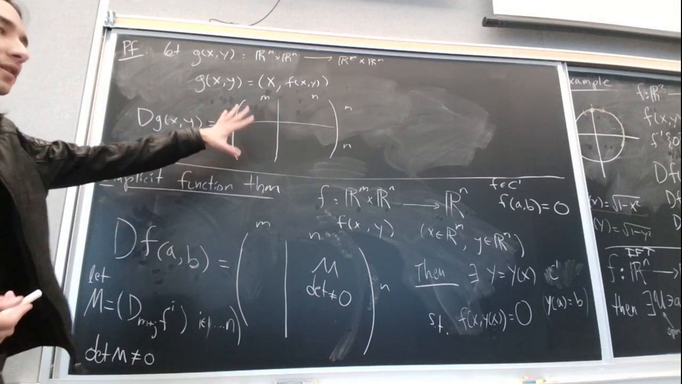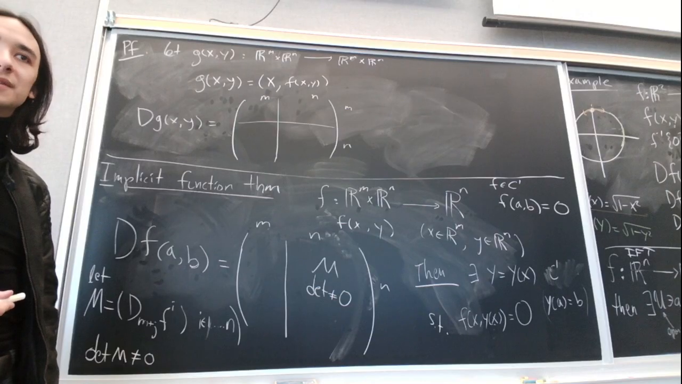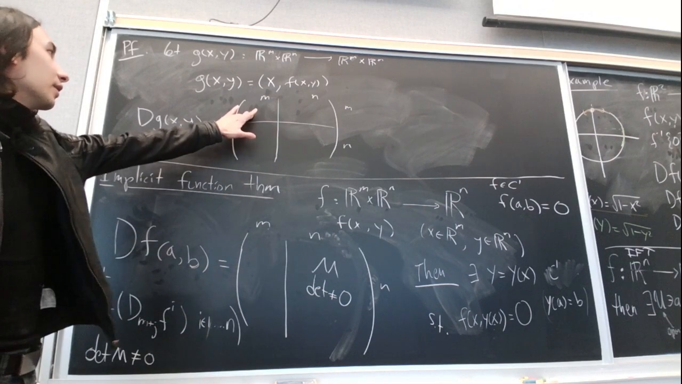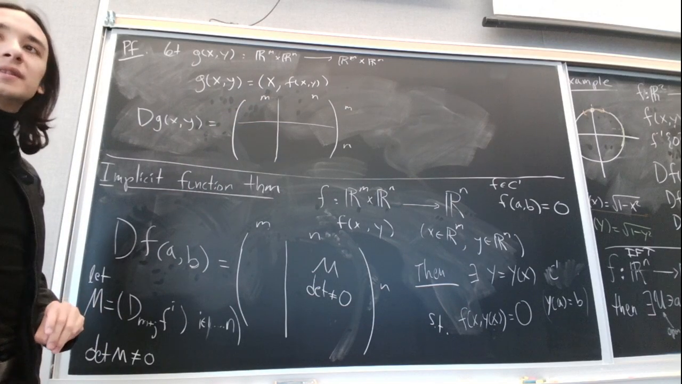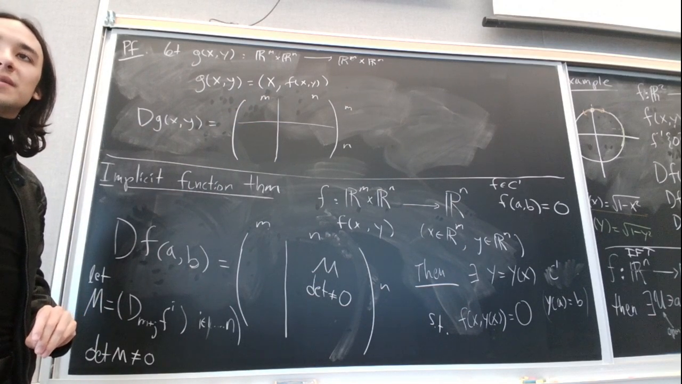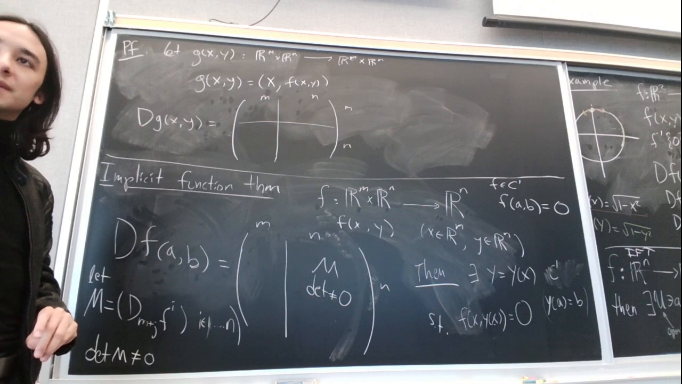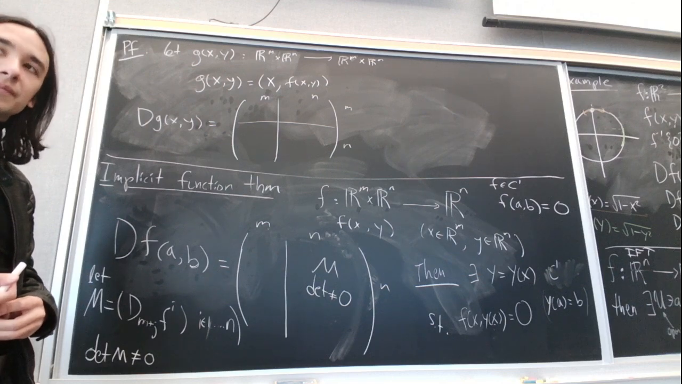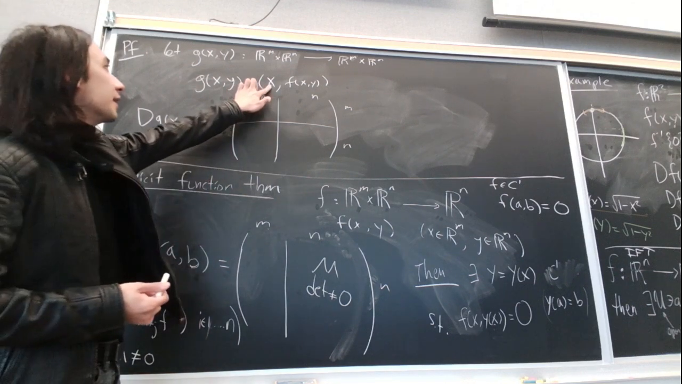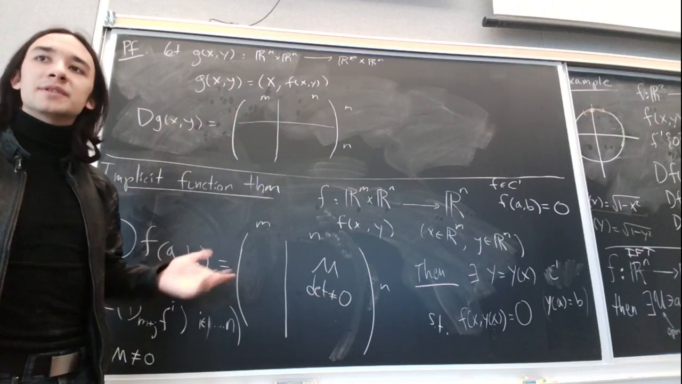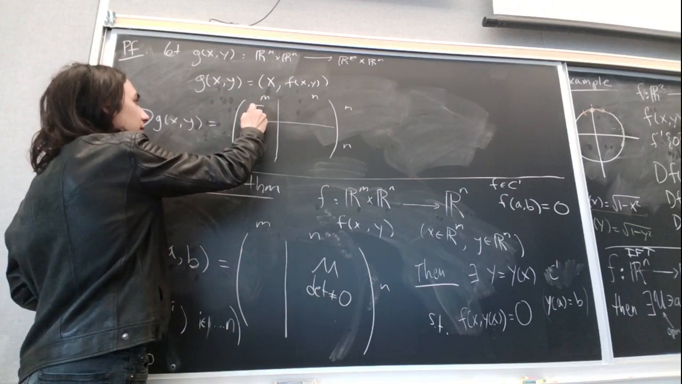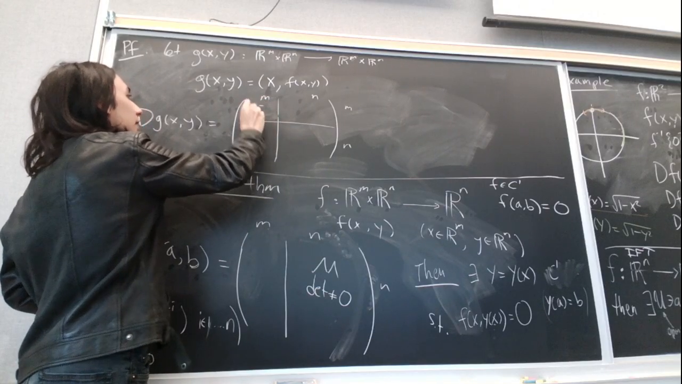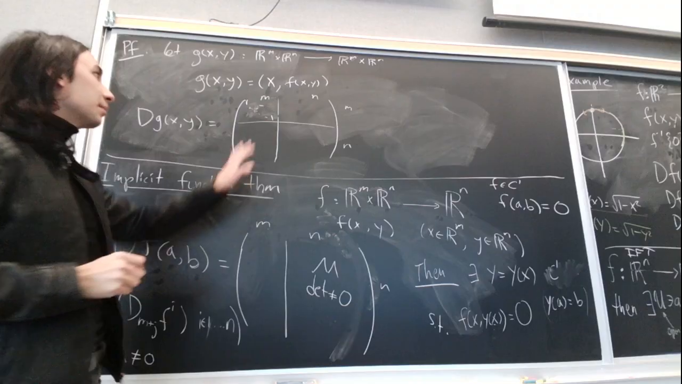Okay, what is this map? Let's figure it out. Start with the top left one, maybe. That's the easiest one. How does that block look? Why? Because it's just x with respect to x. It's the partial derivatives of this part with respect to this variable, so it's the derivative of the identity map on this part. So it's an m by m identity matrix.